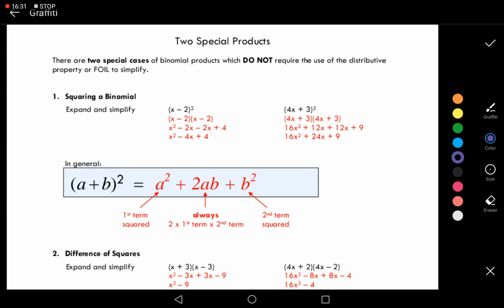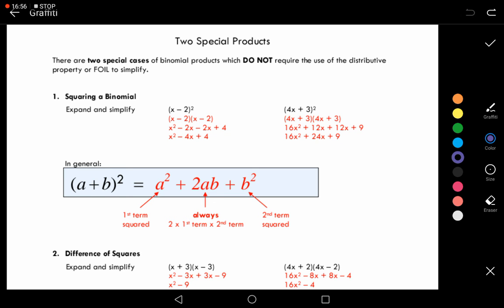If we were to expand and simplify in the way that we know how to do, it would look something like this, like these examples we have here. Like I said, you would take that binomial, write it out twice, then FOIL, and then collect your like terms. In both of these two examples, that's what we've done. But there's a shortcut here.